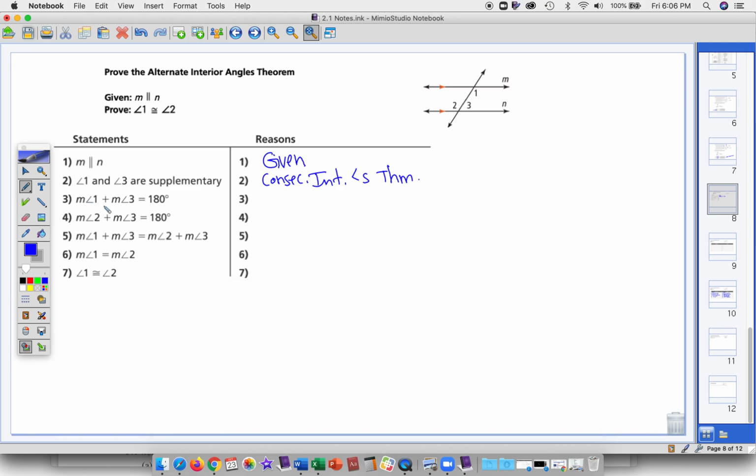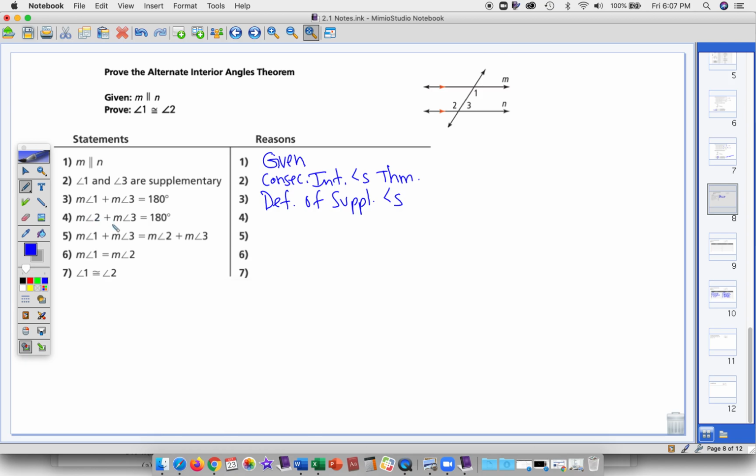Okay, so the measure of angle 1 plus the measure of angle 3 is equal to 180 degrees. Do you remember the reason for that? Remember, when it follows from what was stated in the previous line, it's most likely the definition. We stated that the angles are supplementary, then we're stating what that means, so that comes straight from the definition.